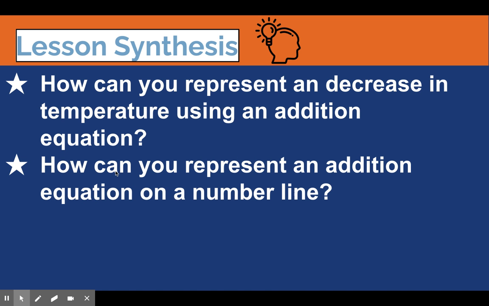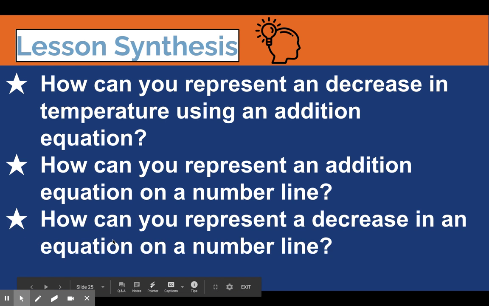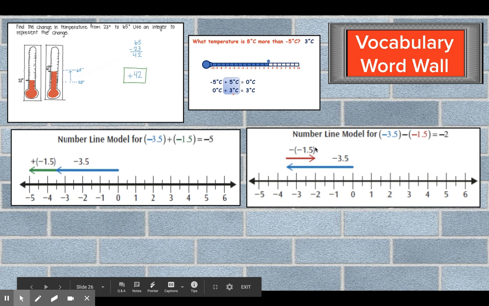Also, how can you represent an addition equation on a number line? Well, we can represent this on a number line with two arrows, the second arrow starting where the first arrow ends. And last but not least, how can you represent a decrease in an equation on a number line? Well, we can do this by representing a negative as an arrow pointing to the left. So here is our word wall for today.